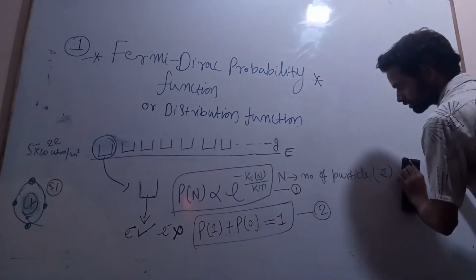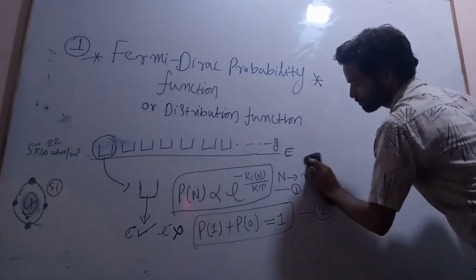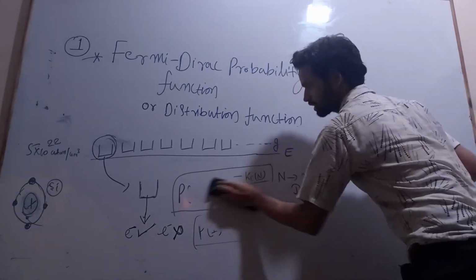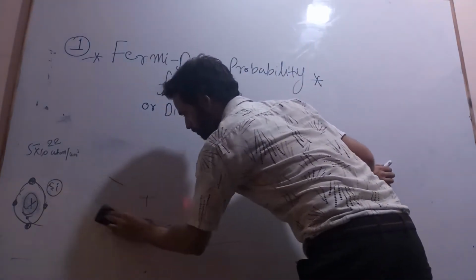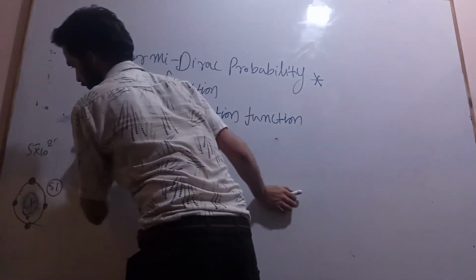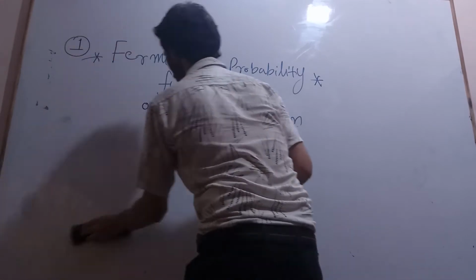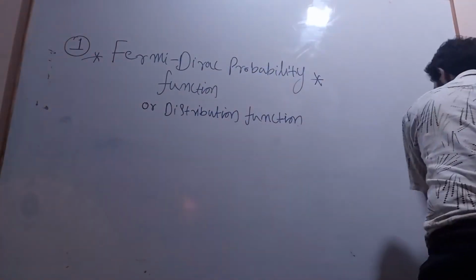So we will start from outside. This is the probability that a particular quantum state is occupied by an electron or not occupied by an electron.